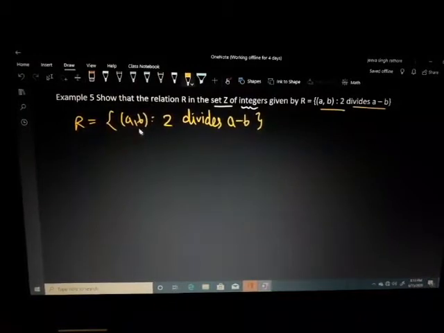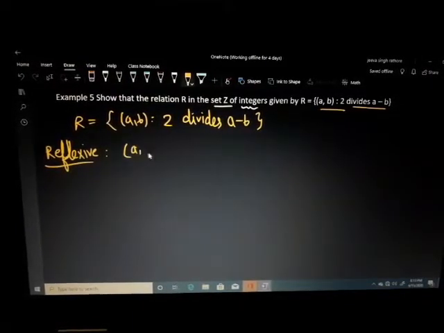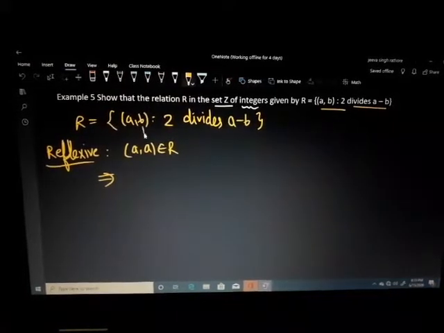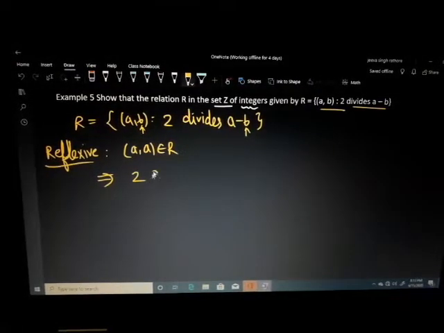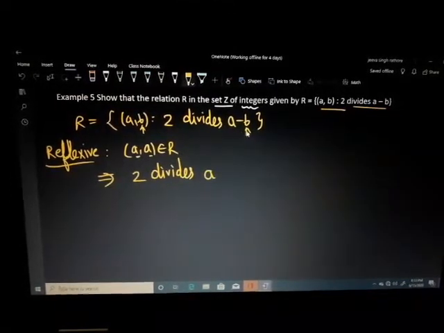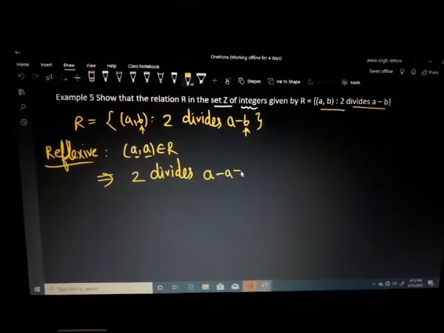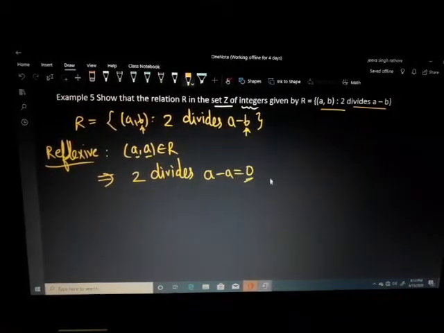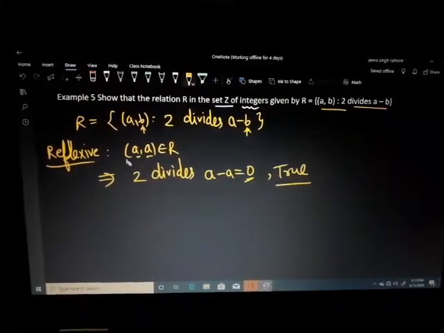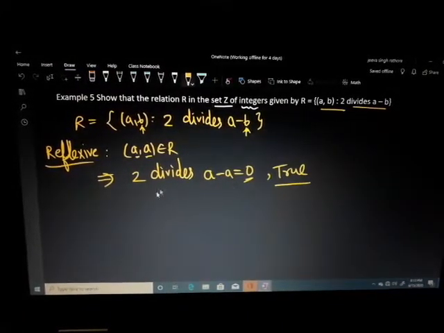First to check reflexive. आप सिंपली चेक कीजिए (a, a) must belong to R, but you will check it is true. How? (a, a) belongs to R means this is a, so you have to replace b by a. So you will see 2 divides a minus a, that means a minus b की जगह यहाँ पे a minus a equal to 0. So 2 divides 0, that is true. It means this relation is reflexive.